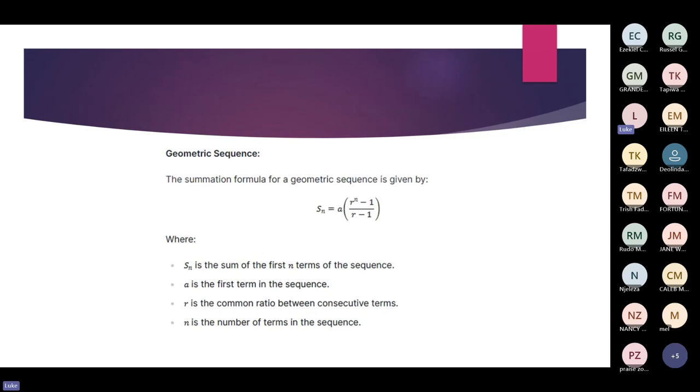So just like the summation formula for the arithmetic sequence, this one is the summation formula for the geometric sequence, where A is the first term of the sequence, R is the common ratio like we have talked about in the previous slide, and n is the number of terms in the sequence. So if they say find the summation of the first 5 terms of this geometric sequence, wherever there is n, we just put 5. Then we take A as the first term of that sequence, and then we calculate so that we can find the summation of those first 5 terms.